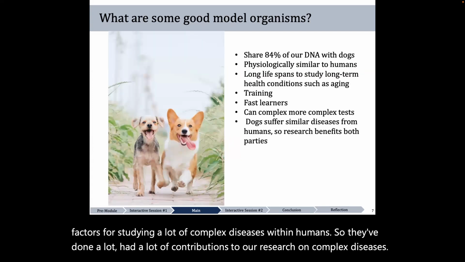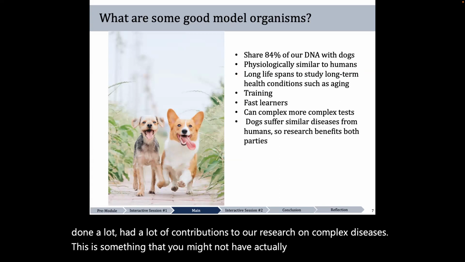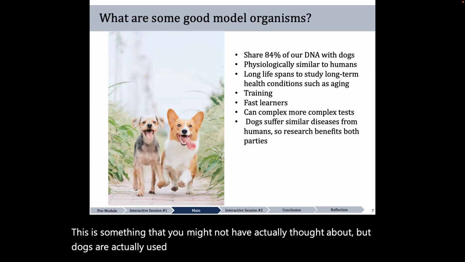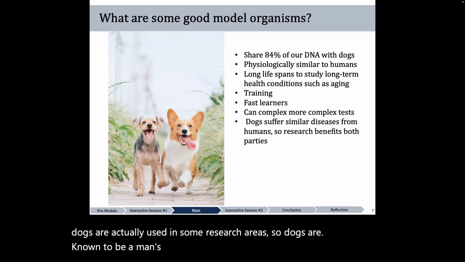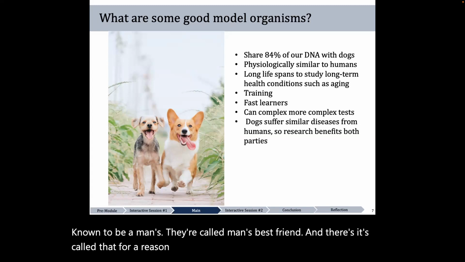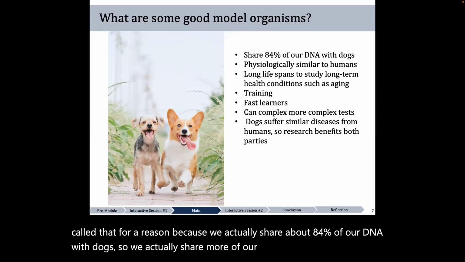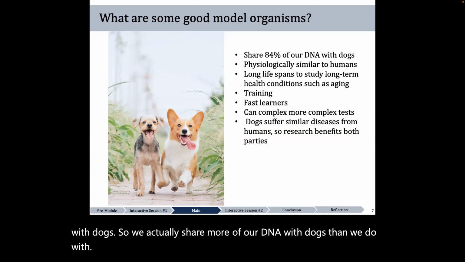Now, this is something you might not have thought about, but dogs are actually used in some research areas. Dogs are called man's best friend, and it's called that for a reason, because we actually share about 84% of our DNA with dogs. So we actually share more of our DNA with dogs than we do with mice, as I showed earlier.